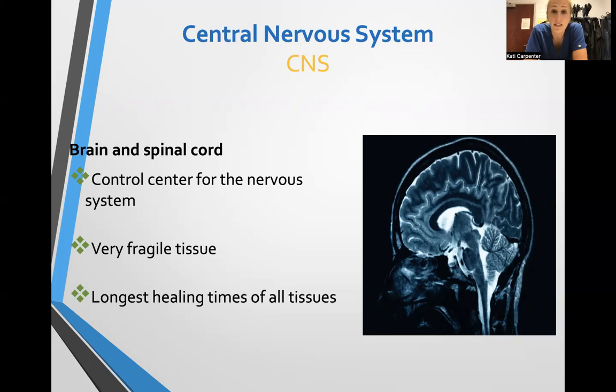They say that the central nervous system tissue, that brain and spinal cord tissue, is very fragile, and it actually has the longest healing times of all tissues. That's why head injuries are so serious, spinal injuries are so serious, because even more than other tissue groups, it might not come back from that, so it's very serious stuff.